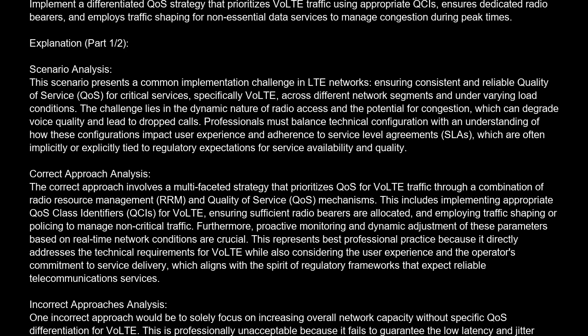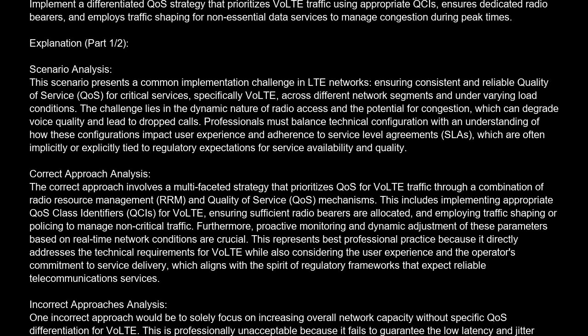Explanation. Scenario analysis. This scenario presents a common implementation challenge in LTE networks, ensuring consistent and reliable quality of service, CoS, for critical services, specifically VoLTE, across different network segments and under varying load conditions. The challenge lies in the dynamic nature of radio access and the potential for congestion, which can degrade voice quality and lead to dropped calls. Professionals must balance technical configuration with an understanding of how these configurations impact user experience and adherence to service-level agreements, SLAs, which are often implicitly or explicitly tied to regulatory expectations for service availability and quality.